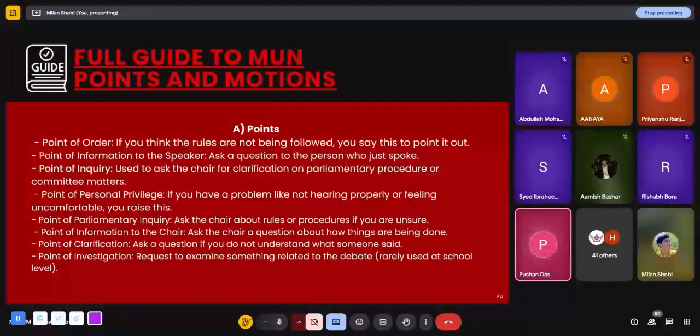Point of clarification. A point of clarification is also known as a point of inquiry. Delegates raise a point of clarification if they are unable to understand what the speaker mentions or need a deeper understanding of their idea.